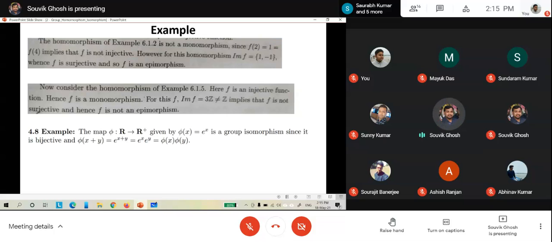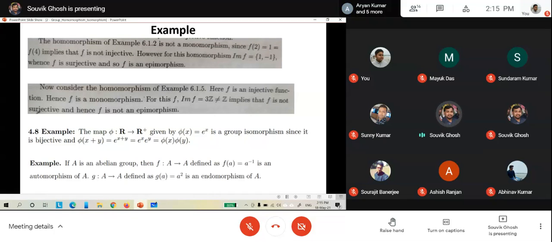Similarly, if we define the function from R to R plus, that is from the set of real numbers to the set of positive real numbers, by the function f of x is equal to e to the power x, then you can check that this one is an injection as well as a surjection. So this is a bijection, so this homomorphism is an isomorphism.